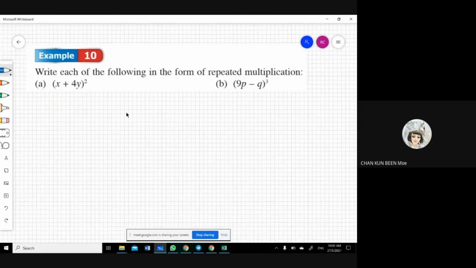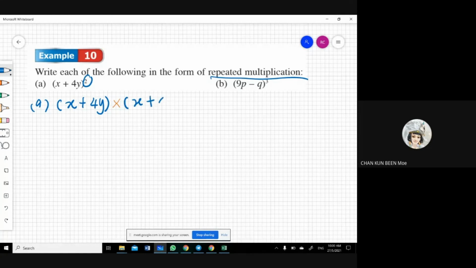Write each of the following in the form of repeated multiplication. So we look at A. Simple, right? By referring to the power, we know that if it is 2, we keep repeating it twice. It will be x plus 4y. What do I write down next? I should write down times. Remember, it's times, okay? Times the same thing, x plus 4y. That's all. It's the answer already.